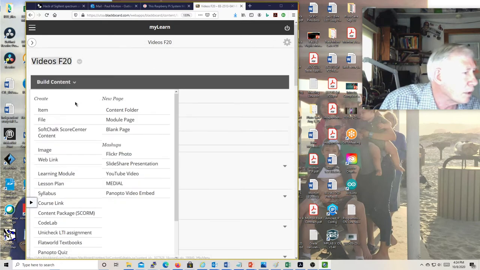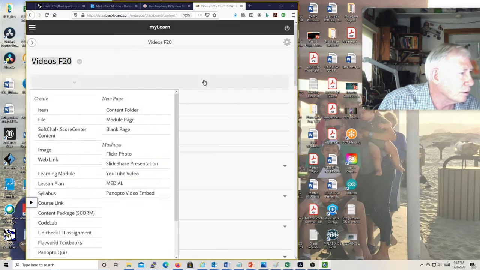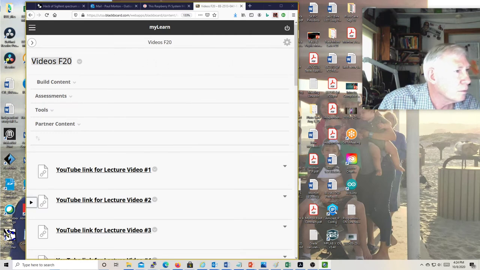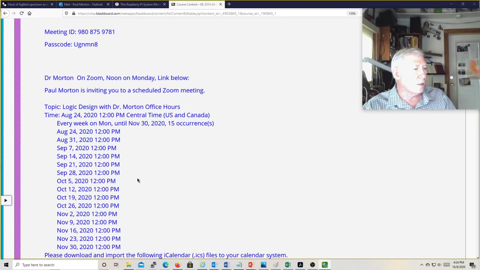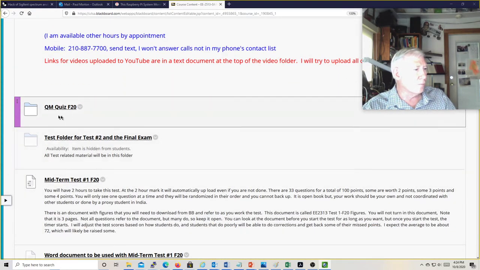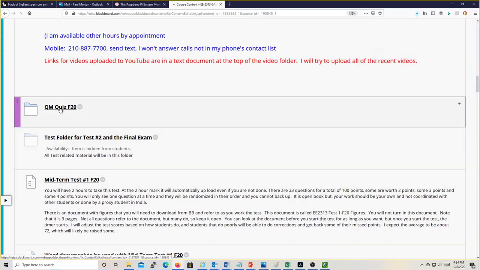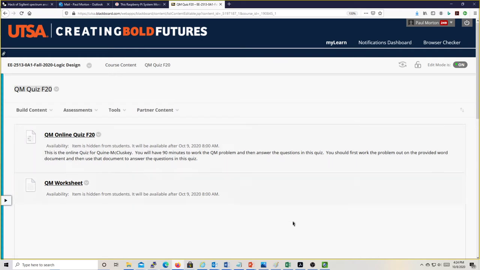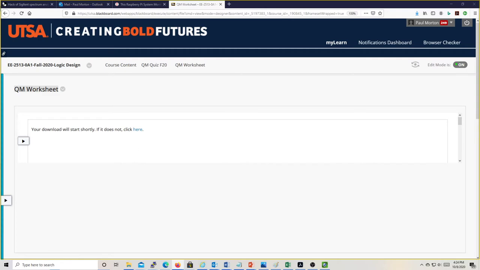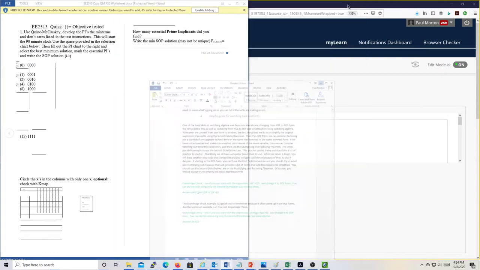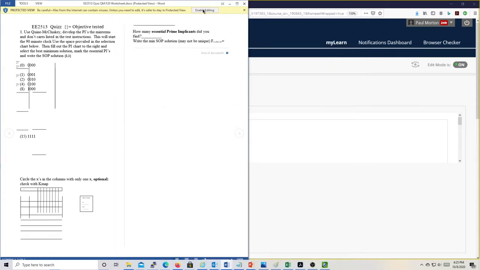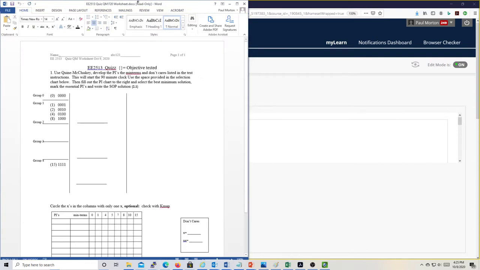Now I'll show you just a little bit about the test. If I go into the course content and scroll down, here's the QM quiz. You can't see these files yet, they'll pop up, but here's the worksheet. You have to enable editing, and then you should be able to see it.